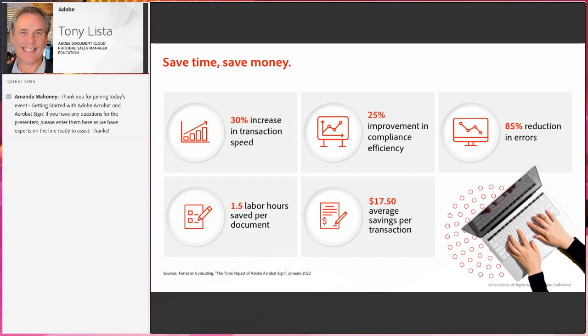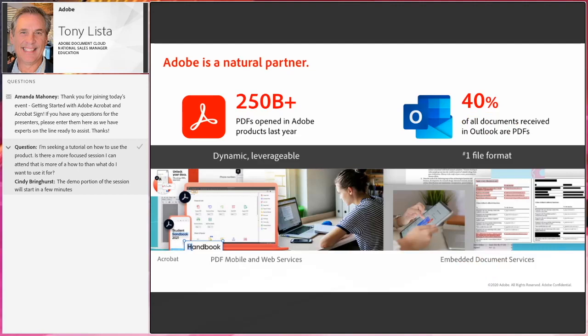This one is one I love in an area of an industry where employees are the single largest cost. There's a 1.5 labor hours reduction per document, and on average, a $17.50 savings per transaction. These are enormous. These are enormous opportunities for you to take advantage of, and we look forward to helping you get there.